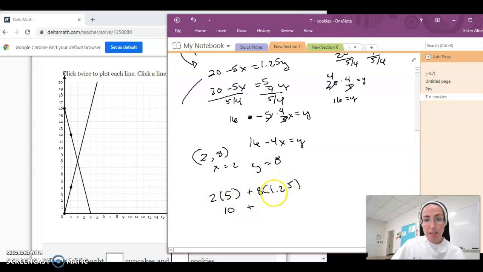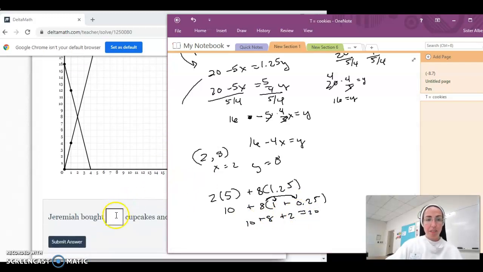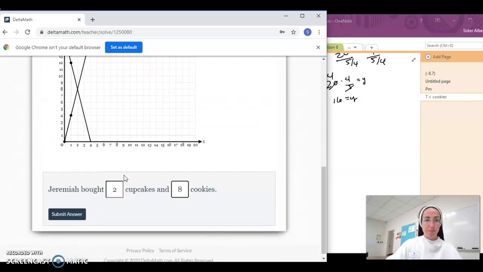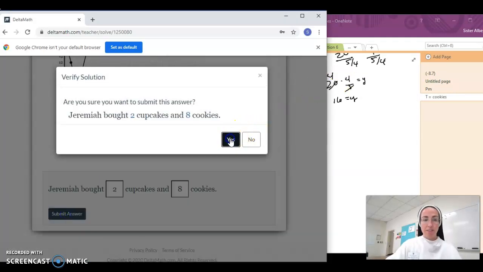10 plus 8 times 1.25 is the same thing as 8 times 1, 8, plus 8 times 0.25, which is 2. And indeed, this is 20, so I know we have the right answer. 2 cupcakes and 8 cookies. And that's how you solve these.